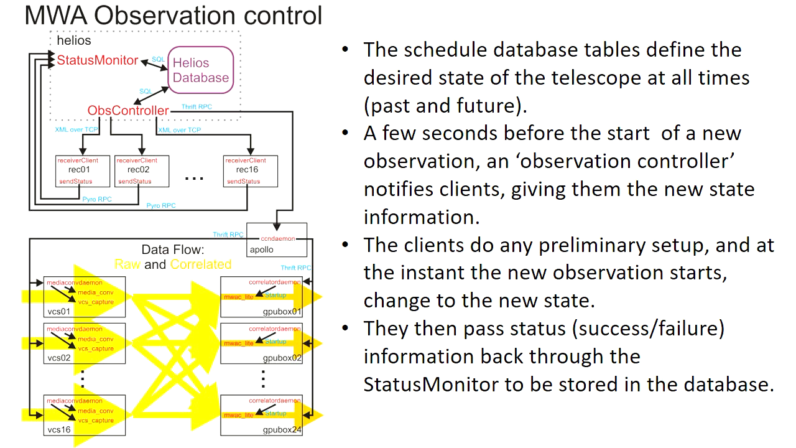They send their status back to another daemon in Python, which integrates it all and writes the status in the database. So we know not only what we wanted the telescope to do at a particular time, but what it actually did. The hardware control, this is what controls what actually takes the data.